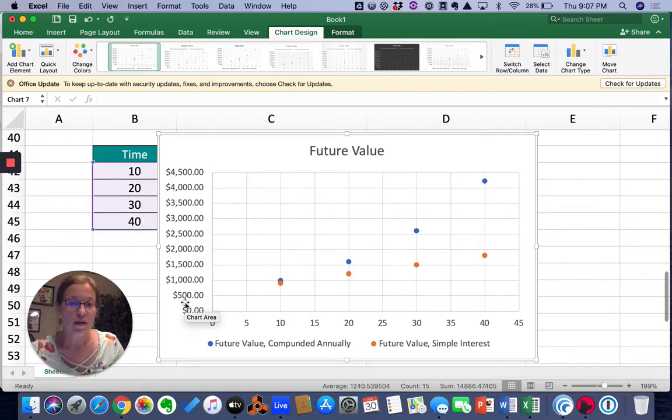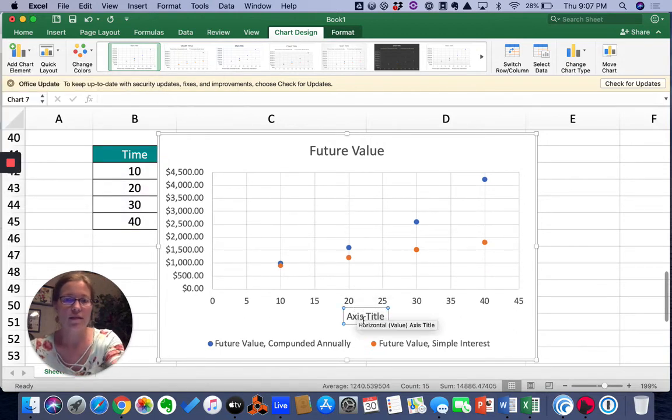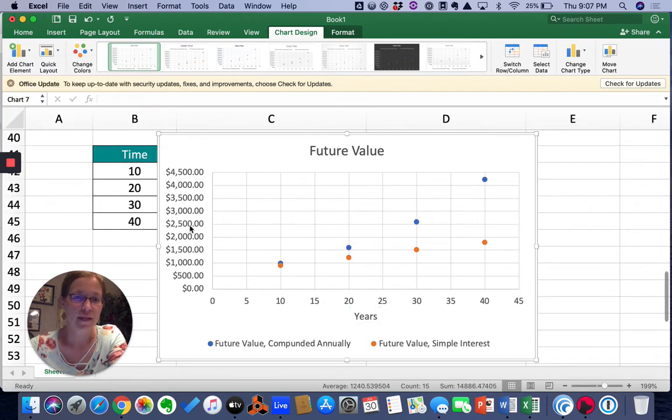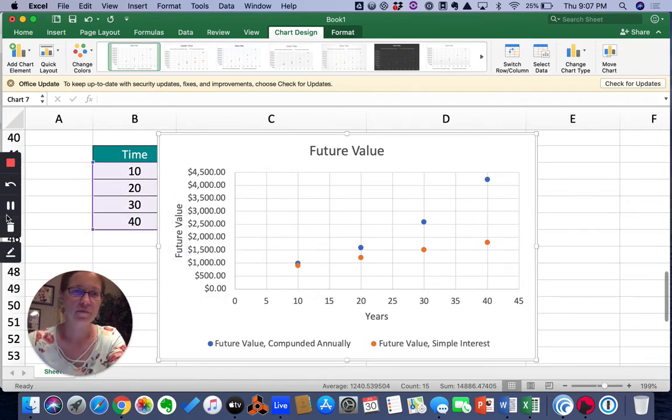But we need to label what the vertical axis and the horizontal axis are. So I'm going to go to Add Chart Element, and this is number of years, which you have in your book. And over here we have our future value.